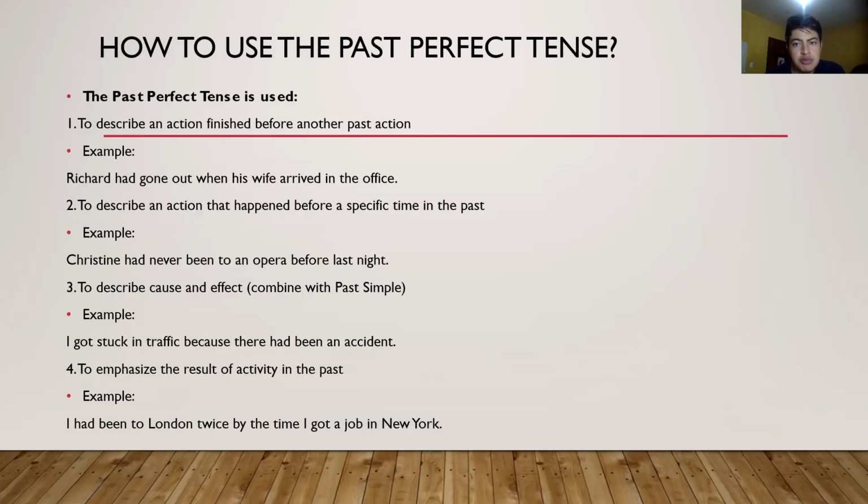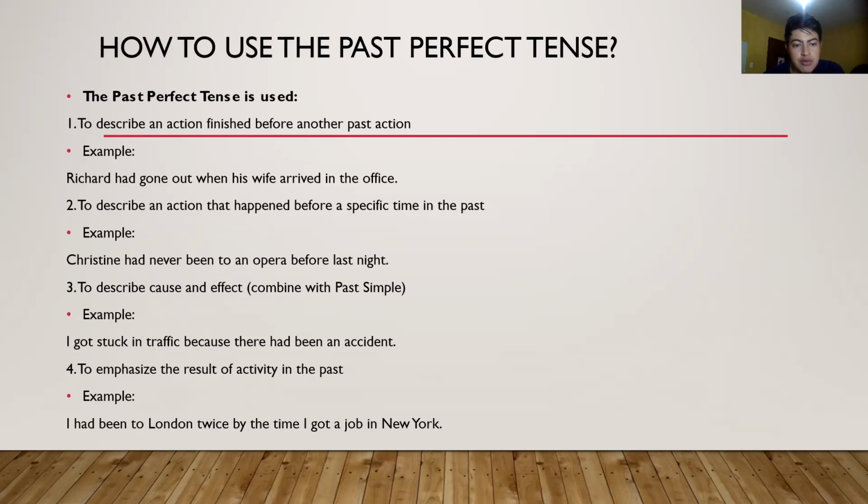How to use the past perfect tense? The past perfect tense is used to describe an action finished before another past action, as I said before. To describe an action that happened before a specific time in the past, we can say last night, in the afternoon. We have an example: Christine had never been to an opera before last night.